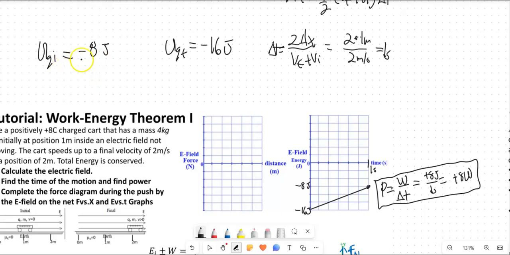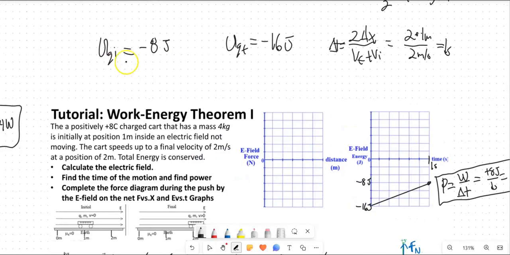Let's plot the force now. Okay. Again, force is going to be equal to the potential energy, and we have to be careful here, over distance, right? So over initial position. We have to be careful because of that force, we're going to have to put absolute value because the force was to the right. So even though this is -8 joules of energy at 1 meter, it was being pushed to the right. So this is going to be a force of +8 newtons.